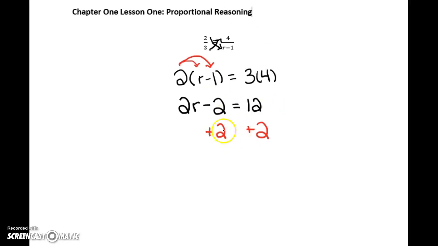So from there, we can simplify our work. So what we're left with is 2 times r. Negative 2 plus 2 is just 0, so you don't have to write that. Bring down your equal sign, and then we have 12 plus 2, which is just 14.